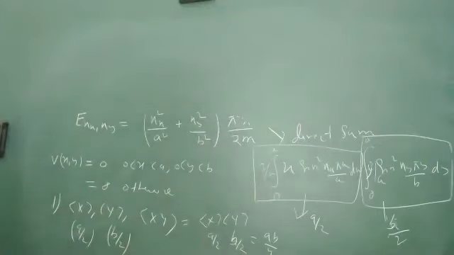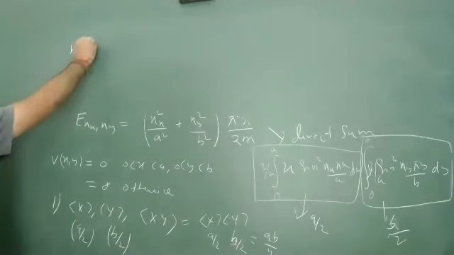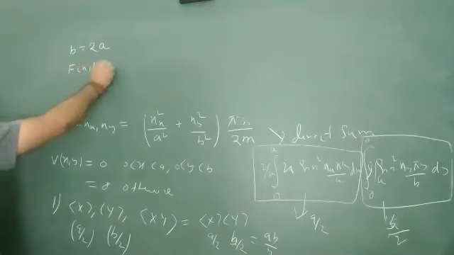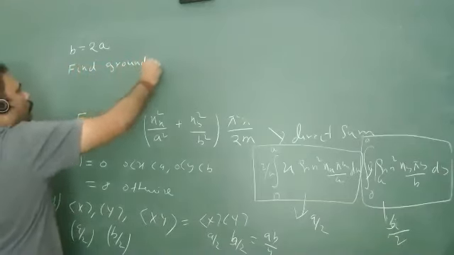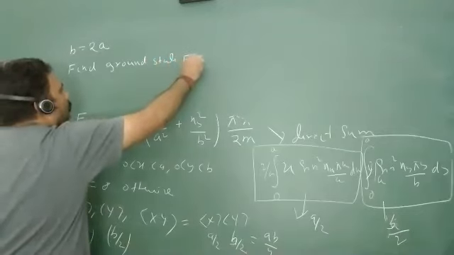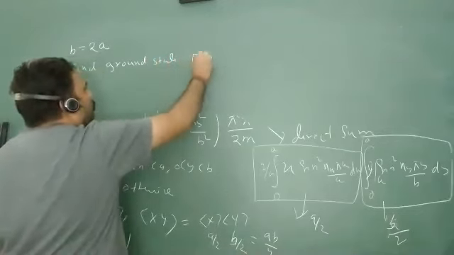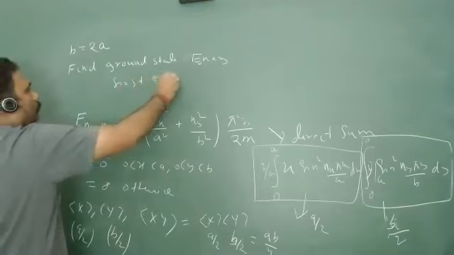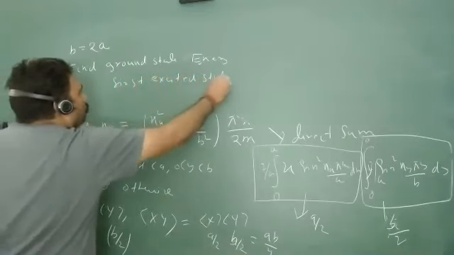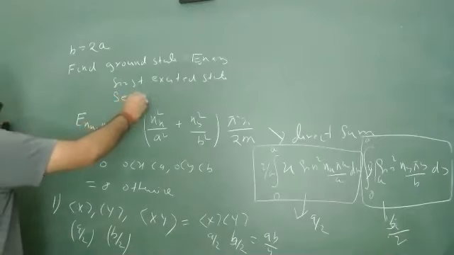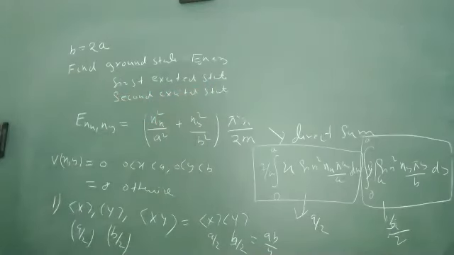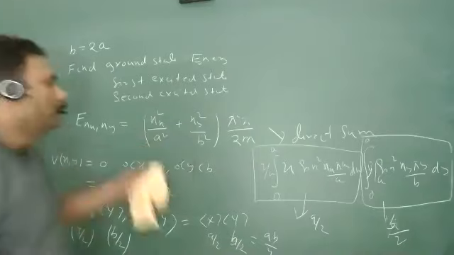In the same problem, for B is equal to 2A, find the ground state energy, find the first excited state, find the second excited state. Let's work it out up to here. So what is given? B is equal to 2A.